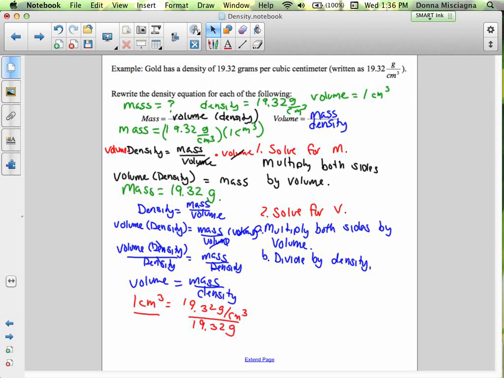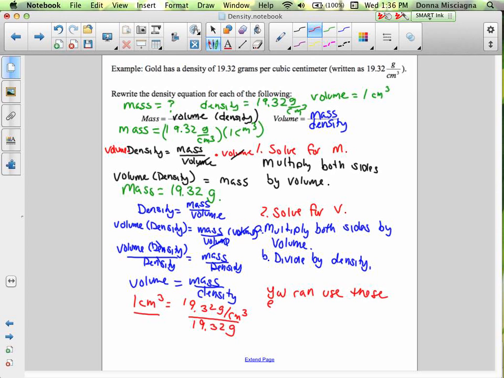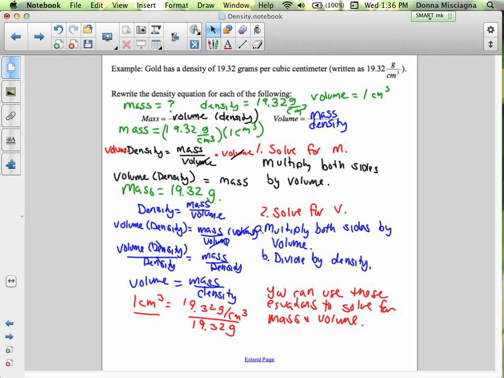So you can use these equations to solve for mass and volume. Or you can just use the density equation and isolate. Right? So sometimes we'll be looking for different things. This one was just a little bit different because we solved for some variables, just so you can see how the equations would work. Any questions on this one?